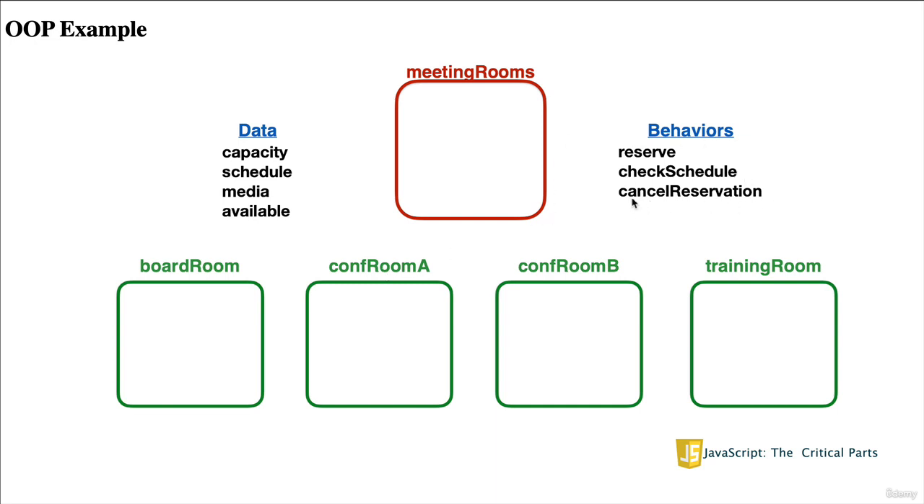Now, the behaviors are going to be methods. But those methods should be placed on a prototype so that we don't have to repeat them for every single object. And so we may have a method which represents behavior for reserving, for checking the schedule, for canceling a reservation, something like that. At a high level, this is the type of example we're going to use as we begin looking at the techniques for using an object-oriented programming paradigm in JavaScript.